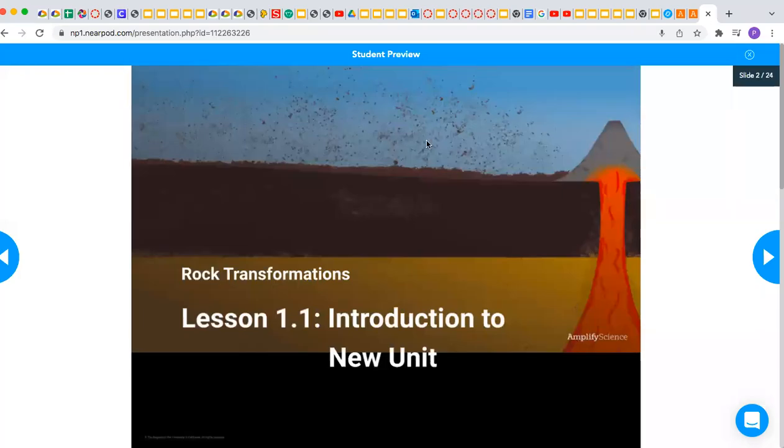Hello, sixth grade scientists. In this lesson, we are going to be introduced to our new unit, which is rock transformations. The questions that we're going to be thinking about in rock transformations are: how are rocks formed, and how are they transformed or changed over time?